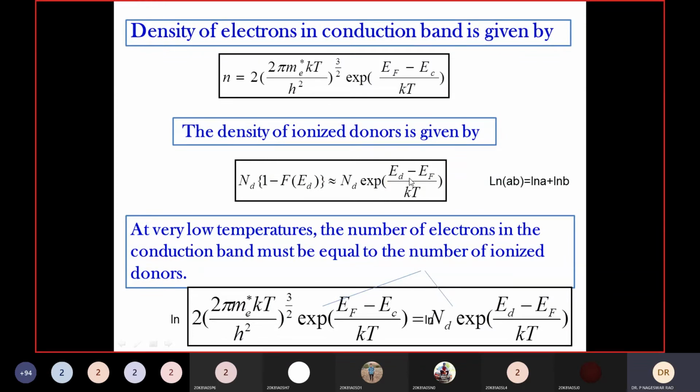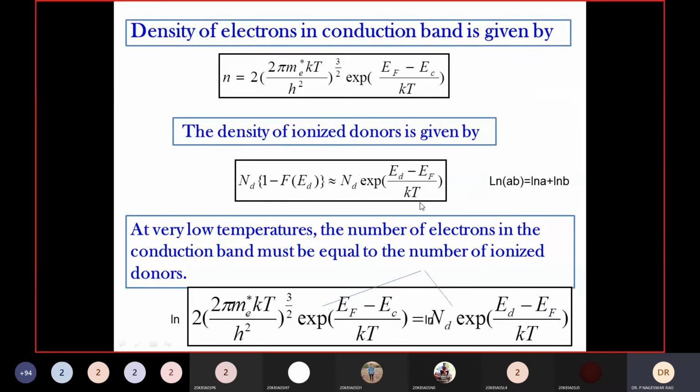According to the intrinsic semiconductor, what is the density of electrons in the conduction band? This one. Now we are equating both. This is the density of electrons in the conduction band for the intrinsic semiconductor, and this is the density of electrons in the n-type semiconductor. To simplify, we equate these two.